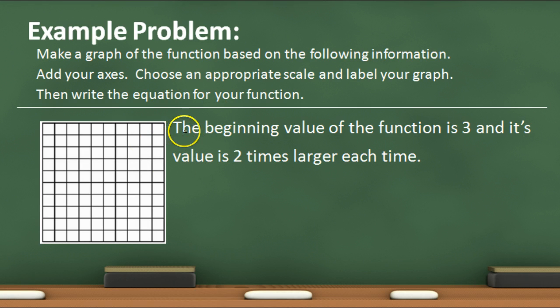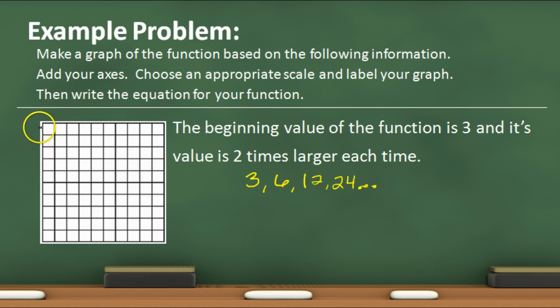So this first example, the beginning value of the function is 3, and its value is 2 times larger each time. So if I want to write that sequence out, we've got 3, then multiply that by 2, 2 times larger, and that's 6. 2 times larger than that is 12. 2 times larger than that is 24, and so on.